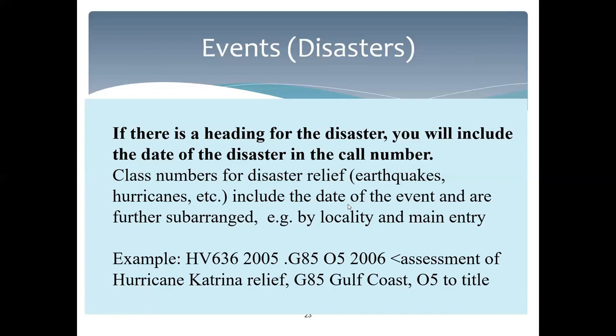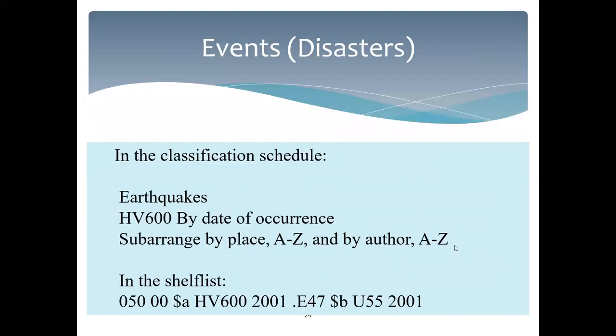So when you see that it gives you in your instructions two things, actually it gives you three things. The date, so it tells you first the date, and are further subarranged, and it's given you locality and main entry. So that is actually going to give you two cutters. And when you have this situation, your subfield B is actually going to go before that O.